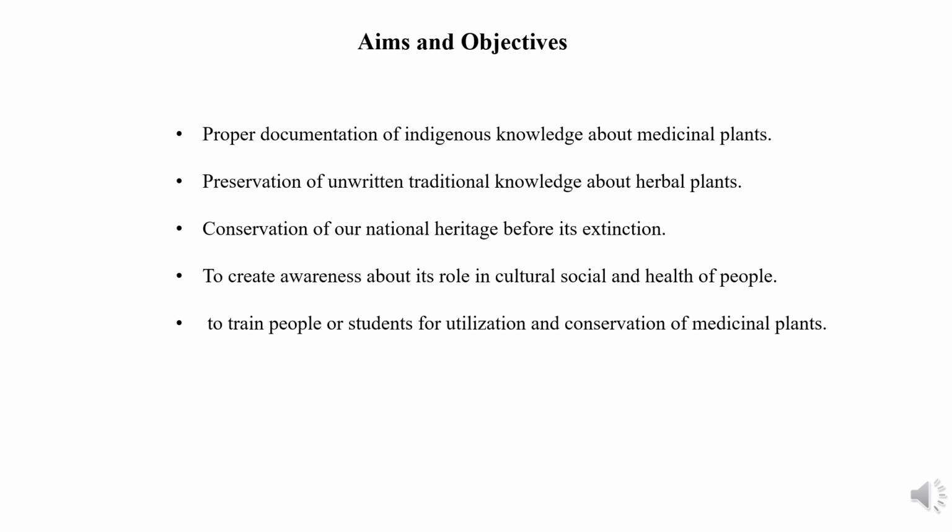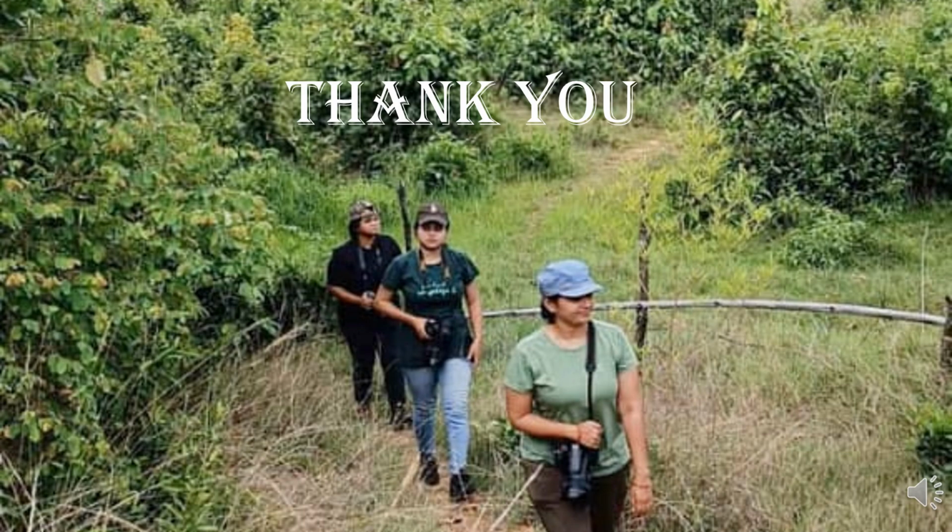To contribute to drug discovery and environmental conservation, research into the relationship between plants and societies can help with drug discovery and environmental conservation. So yes, ethnobotany plays a vital role in our lives in many ways.